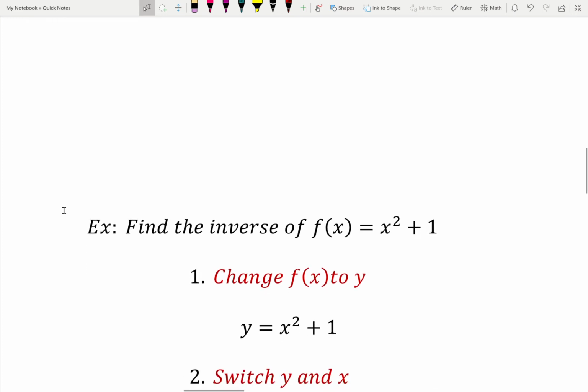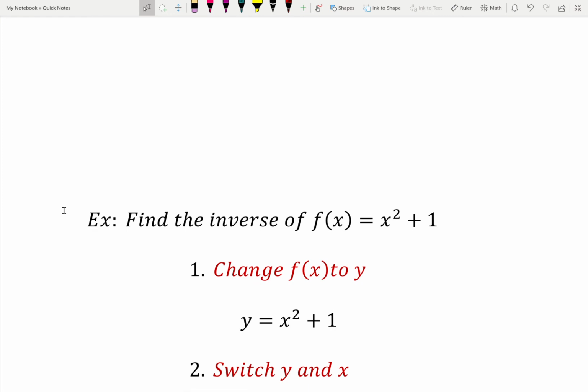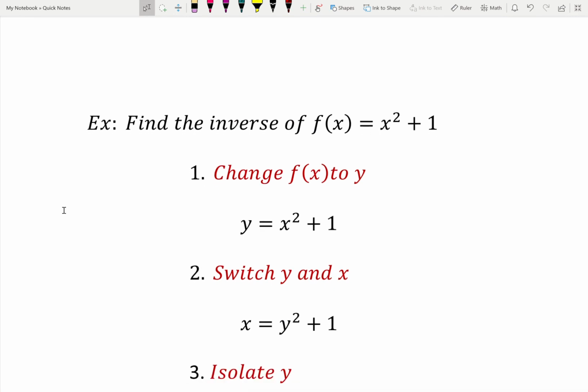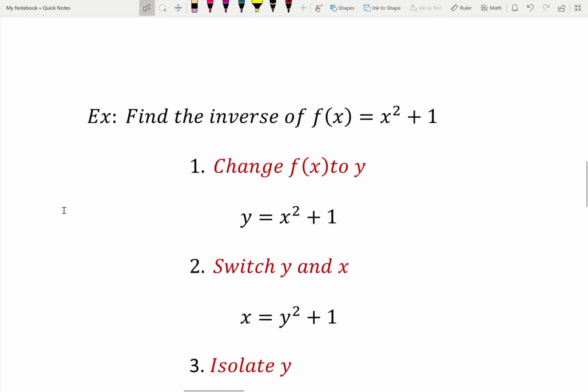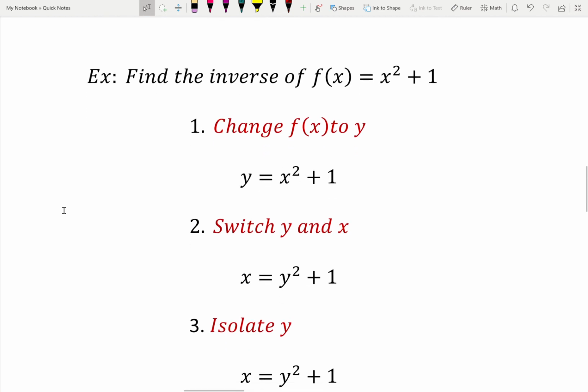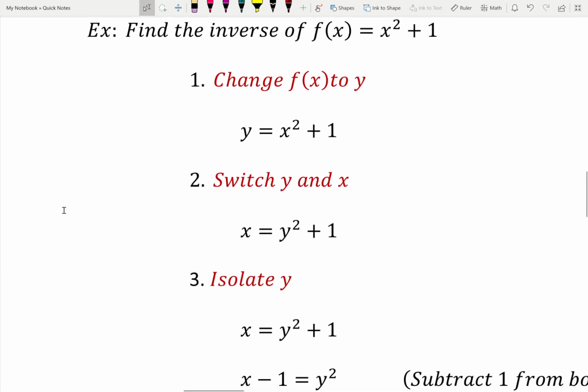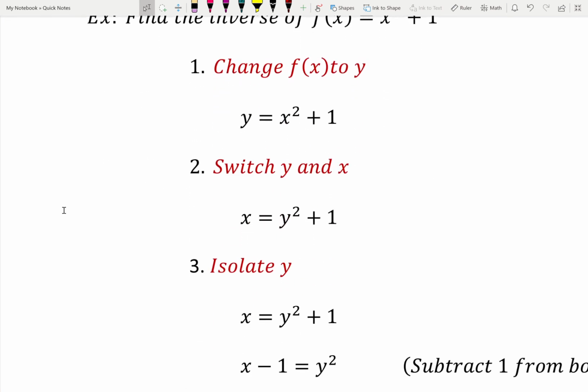Step 2, switch your variables around. I think you guys are getting the hang of the steps now. So we have x equals y squared plus 1. Now our goal is to isolate y. First thing I'm going to do is get rid of that 1. If I subtract 1 from both sides, I can get rid of that 1 on the right-hand side. So I get x minus 1 equals y squared.